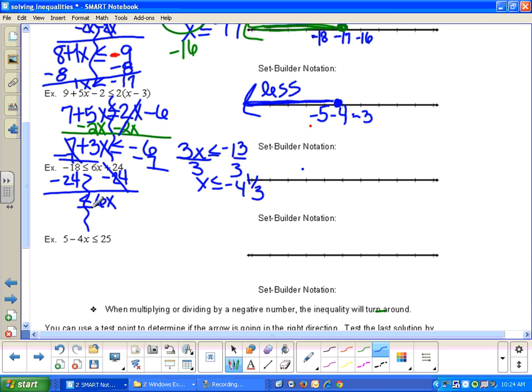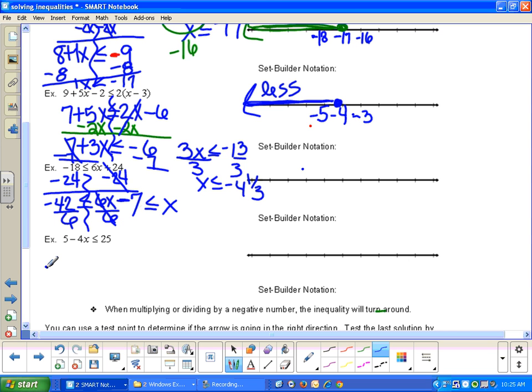We have a negative 18 minus 24. You're going to use a calculator, exactly the way you put it in there. What is negative 18 minus 24? So we have negative 42. Divide both sides by 6, and we end up with x is greater than or equal to negative 7.